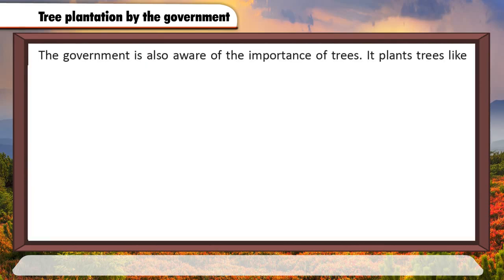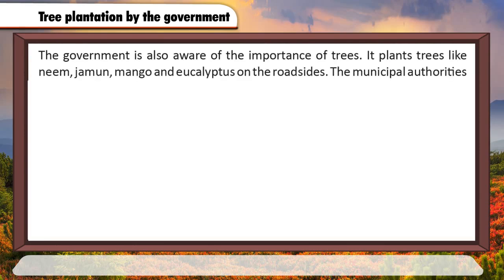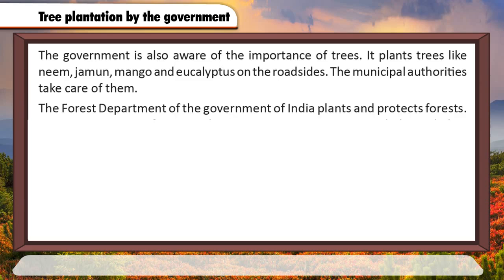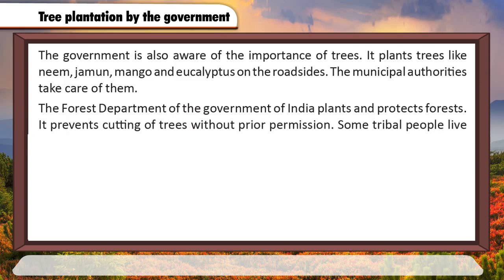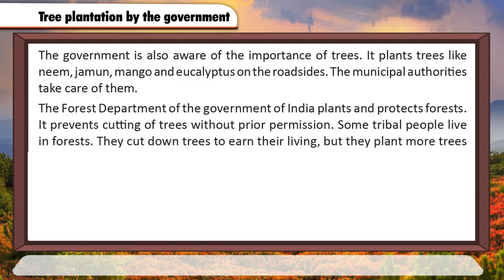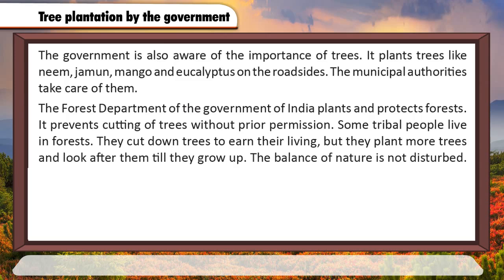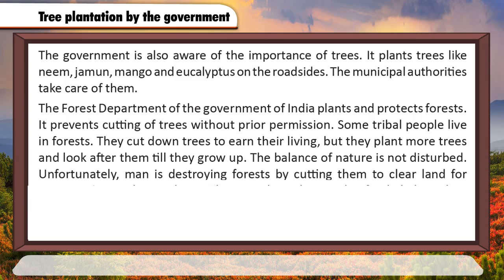The government is also aware of the importance of trees. It plants trees like neem, jamun, mango and eucalyptus on the roadsides. The municipal authorities take care of them. The Forest Department of the Government of India plants and protects forests. It prevents cutting of trees without prior permission. Some tribal people live in forests. They cut down trees to earn their living, but they plant more trees and look after them till they grow up. The balance of nature is not disturbed.